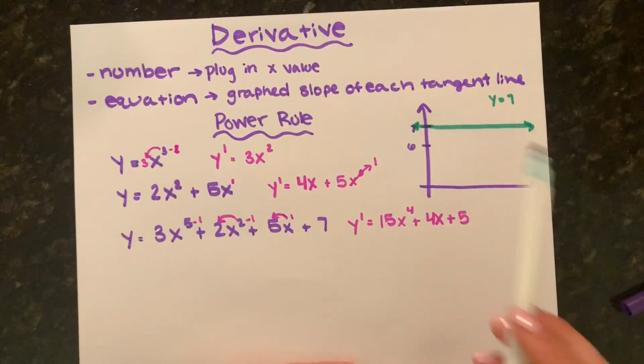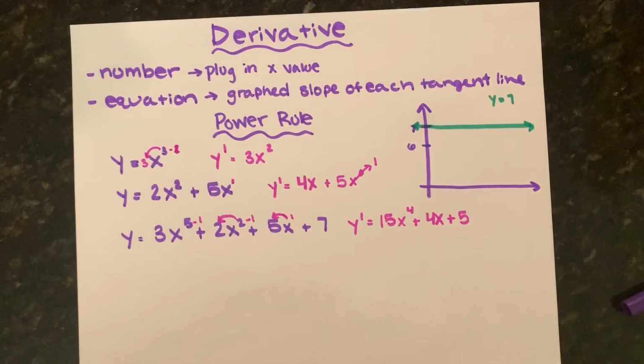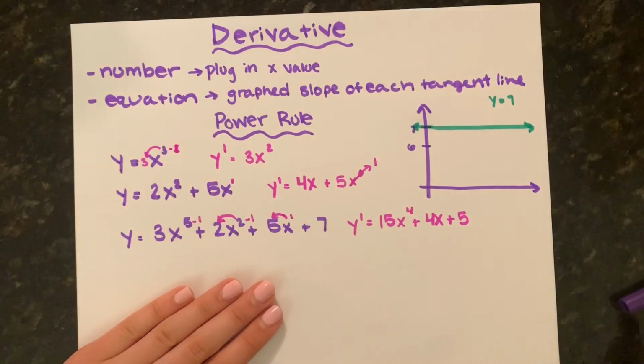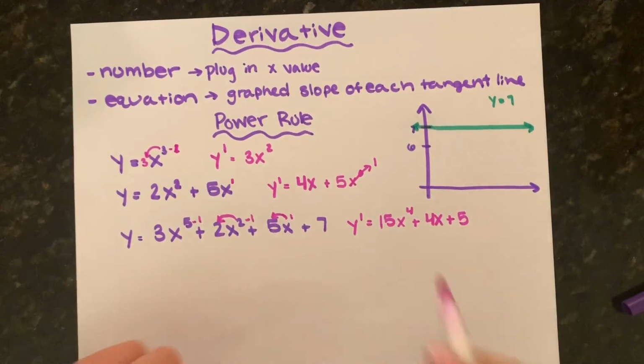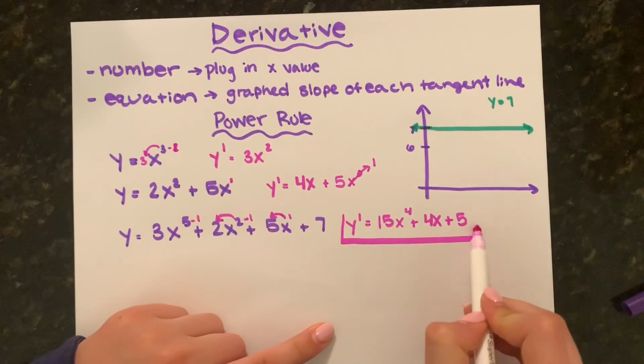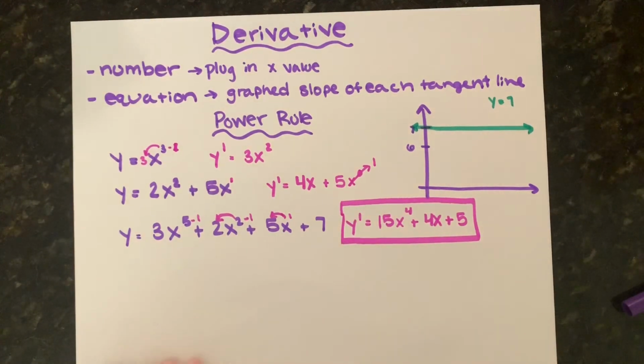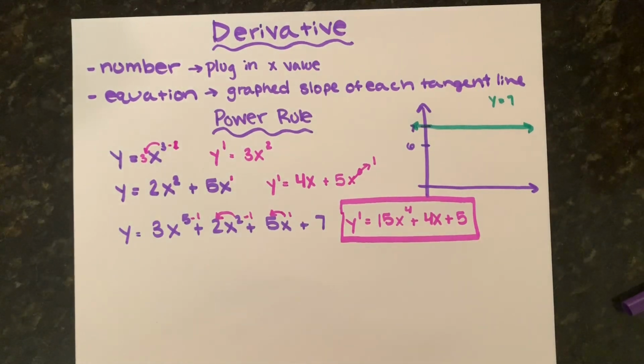Because y equals 7 is a horizontal line, we know that the slope of a horizontal line is 0, meaning the derivative of 7 would be 0, which leaves our derivative to be as it is written. This is an important rule to remember, and it's called the constant rule. The derivative of a constant is always 0.